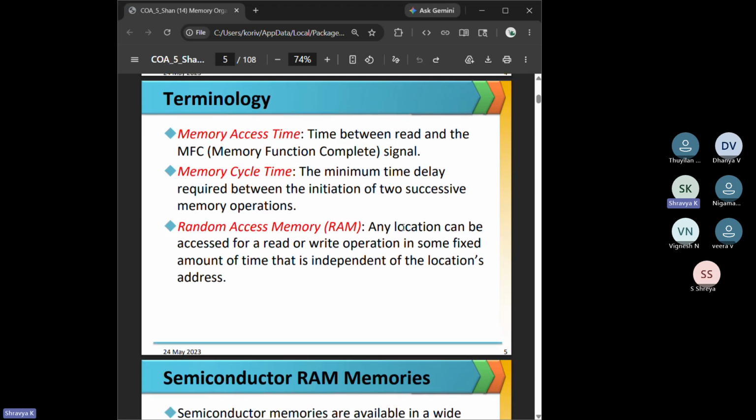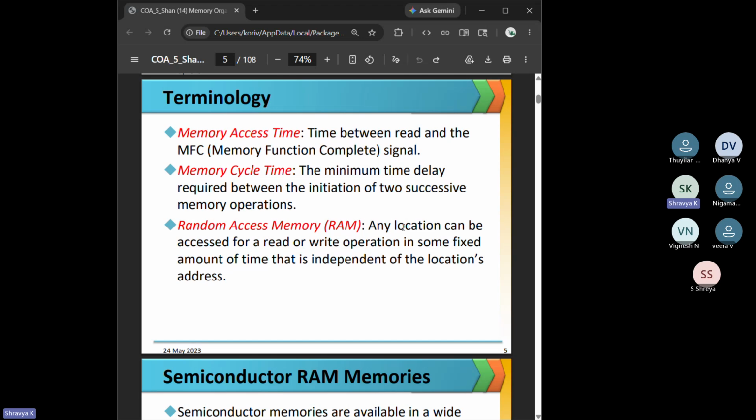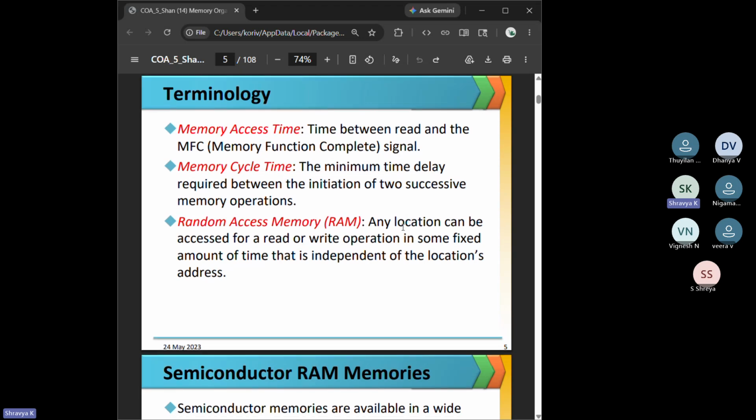Another important terminology is RAM, random access memory. Any location can be accessed for a read or write operation in the same fixed amount of time. That is the crux of RAM, and that's why it's called random access. You can randomly access any location and it will still take the same amount of time to perform that operation.